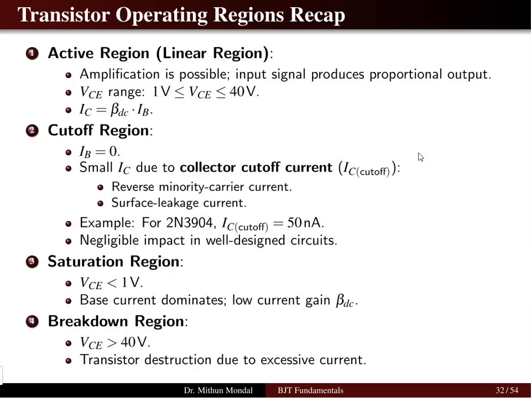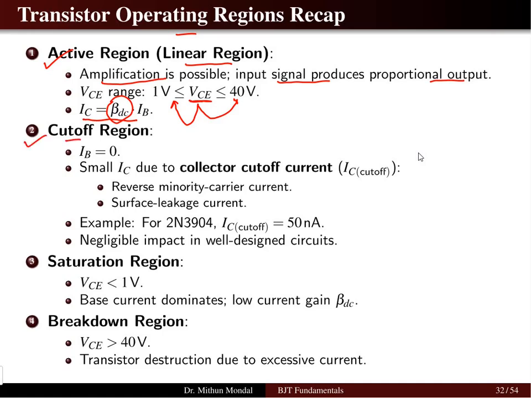Now, if we revise the transistor operating regions, in the active region, you have basically the linear region. This is where amplification is possible and the input signal will produce a proportional output. The collector-emitter voltage will lie between the lower limit, which is in this case 1 volt, and the higher limit, which is equal to 40 volt. The collector current is given by the product of beta into IB. Beta is constant in this case for the active region.